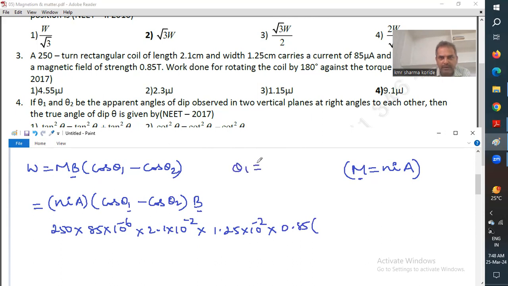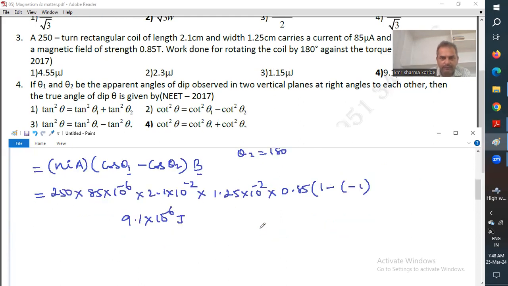Coming to theta 1. Initially it is in equilibrium position, so theta 1 will be 0. Theta 2 is 180. So it means cos theta 1, cos 0 is 1, minus cos 180 which is minus 1. So therefore it is 2. If you simplify this, you will get the answer as 9.1 into 10 to the power of minus 6 joule. So you can check the calculation. Now moving to the next question.